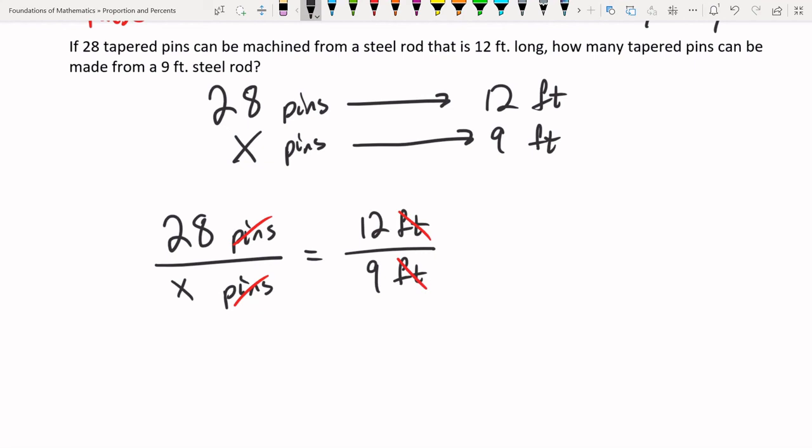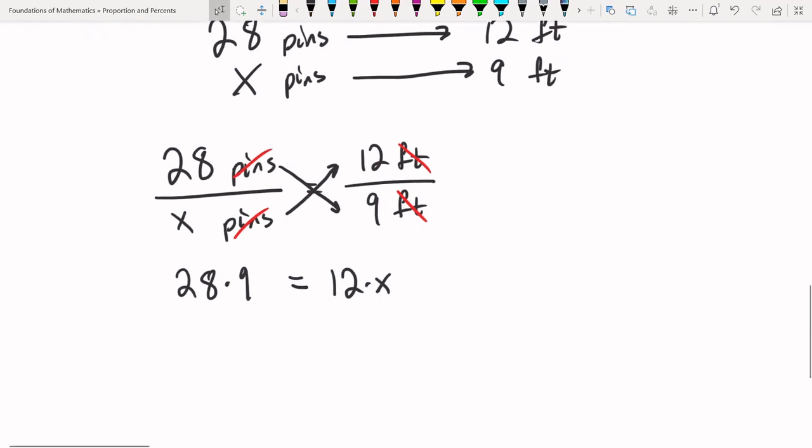We do what's called cross multiplication and then division. In other words, multiply across the fractions. 28 times 9 equals x times 12. I'm going to write it this way. We always write the variable after a number when they're multiplying, so I'm going to write it as 12 times x. Now, 28 times 9 is 252.